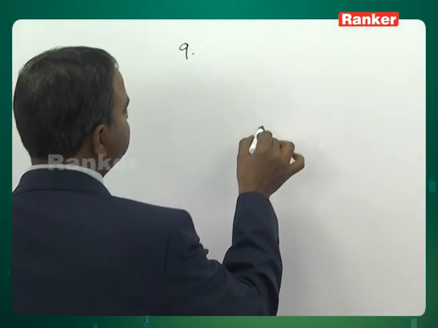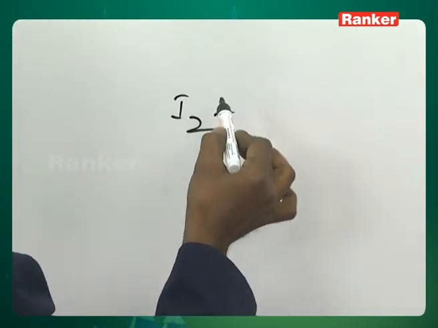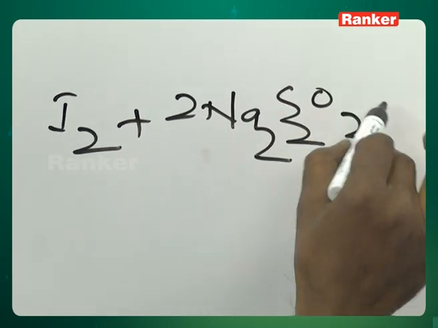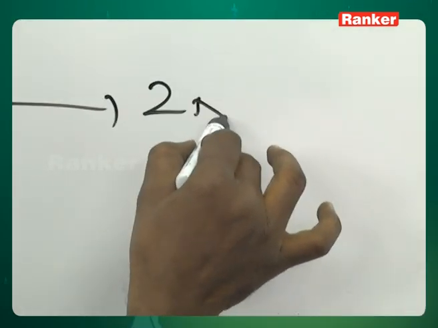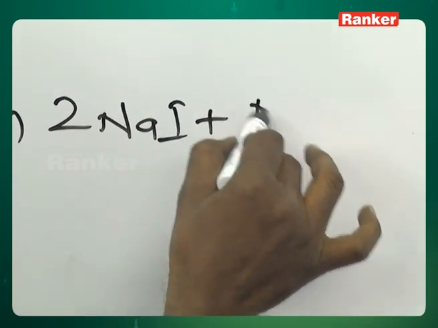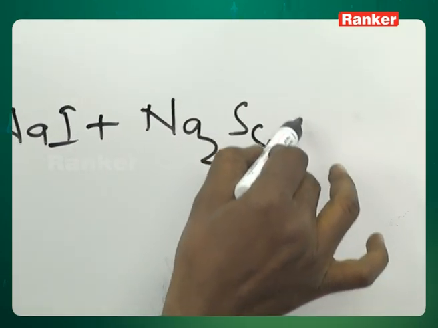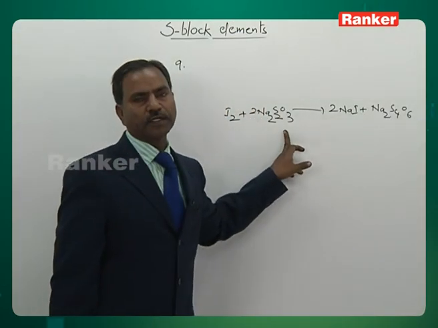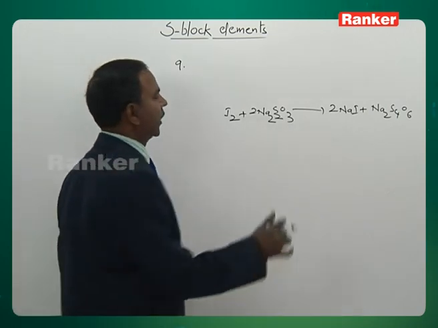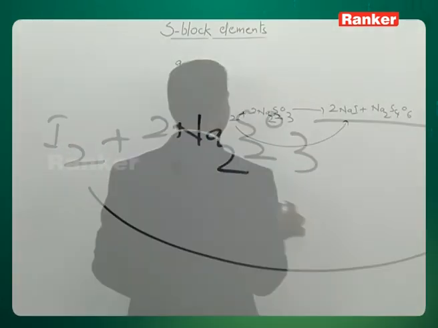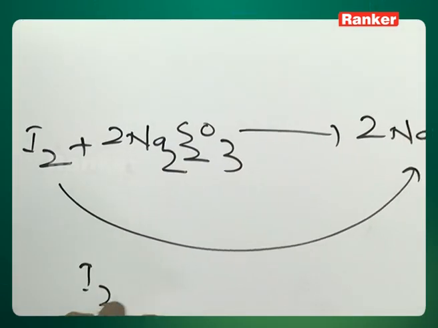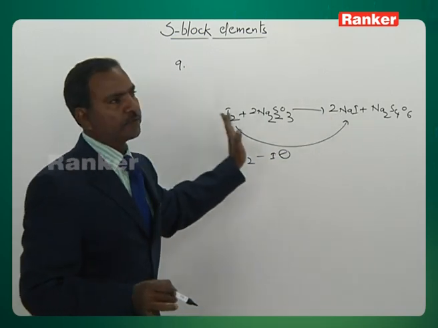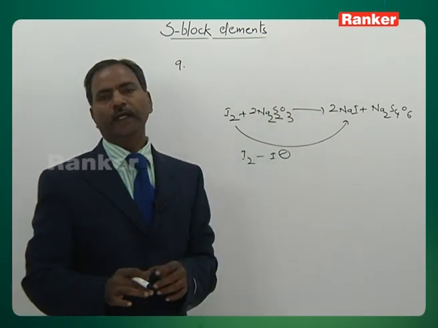Now we see the reaction between iodine and sodium thiosulfate. I2 plus 2Na2S2O3 giving rise to 2NaI plus Na2S4O6. This is the reaction. Whenever iodine is titrated against sodium thiosulfate, the iodine gets decolorized due to conversion of I2 to I minus ions.